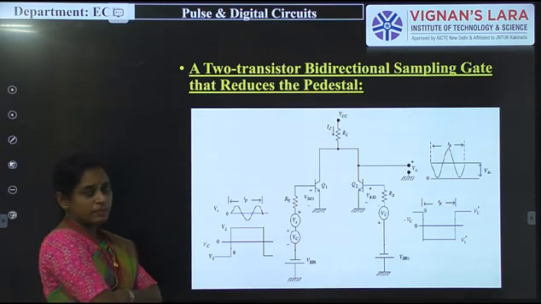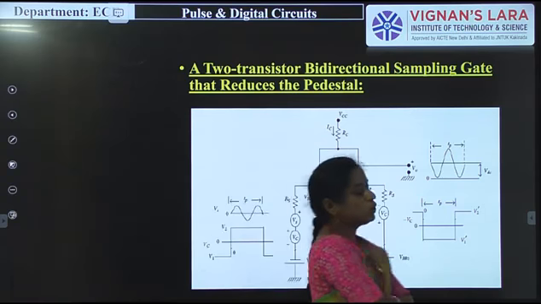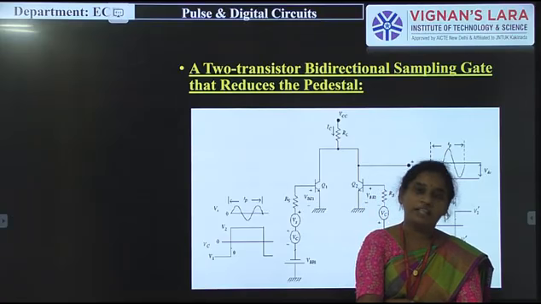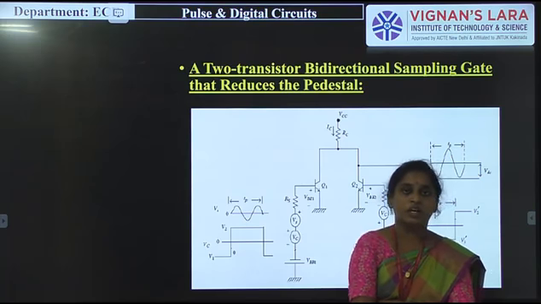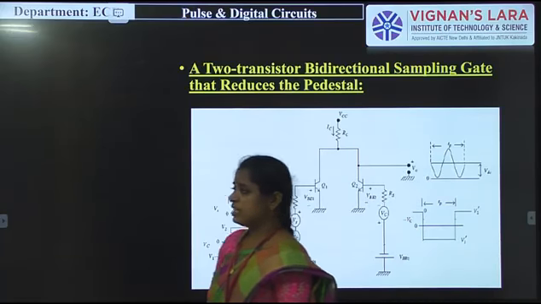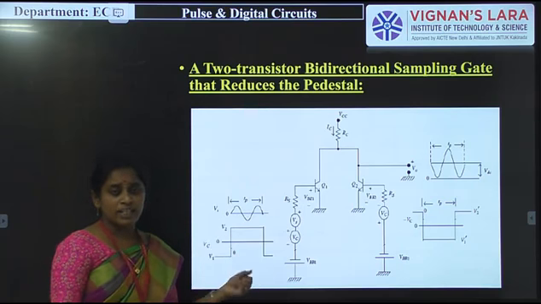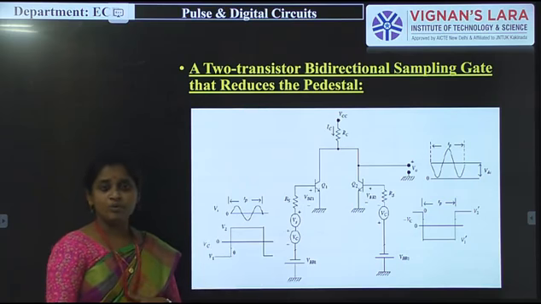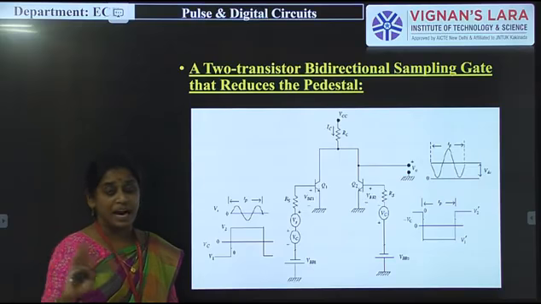So this can be eliminated. These problems in the bidirectional sampling gate using a transistor can be eliminated by using a diode based sampling gate. The bidirectional sampling gates are also designed by using diodes. These can be obtained by using a two diode sampling gate as well as a 4 diode sampling gate. We have to design these two also. So 4 diodes, 6 diodes, these come under the bidirectional sampling gate.